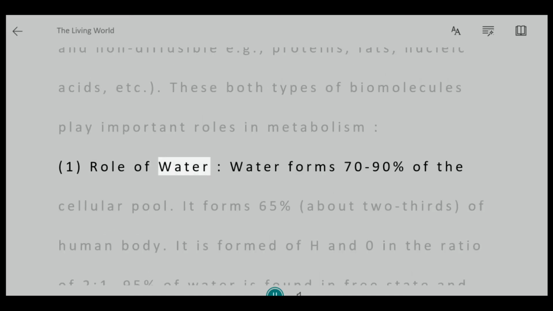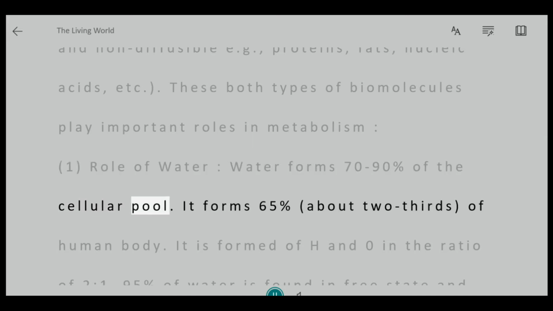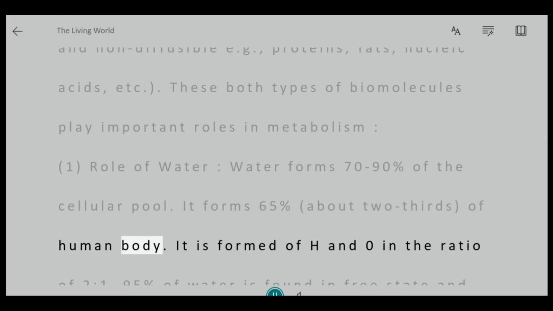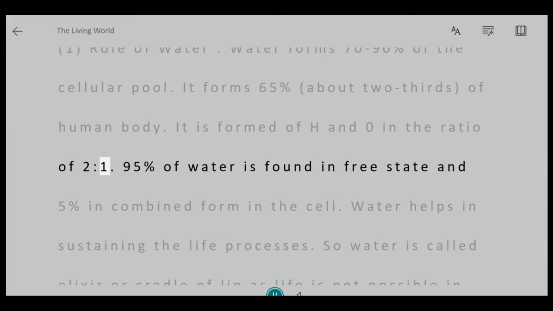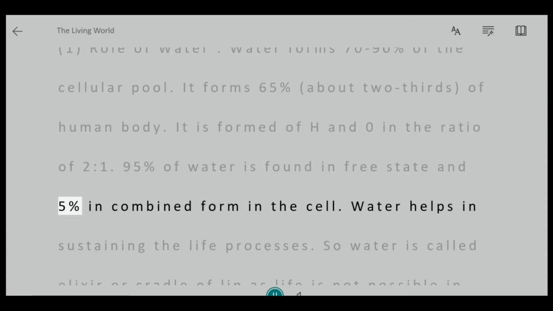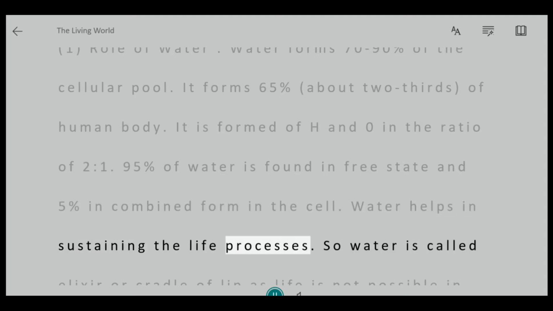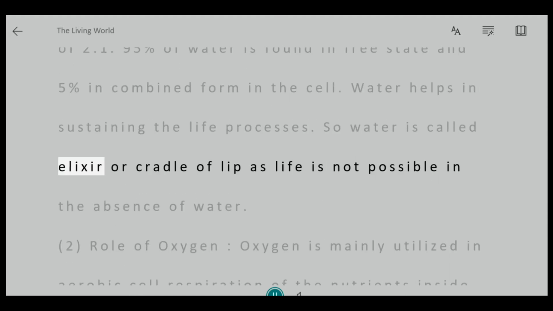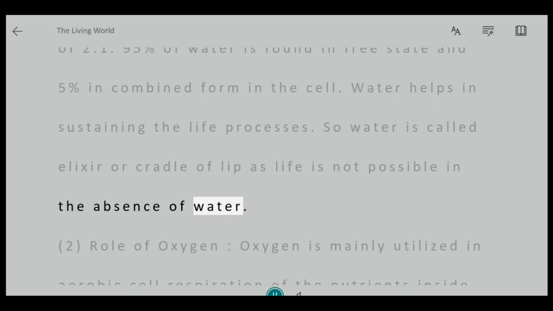1. Role of water. Water forms 70 to 90% of the cellular pool. It forms 65%, about 2/3, of the human body. It is formed of H and O in the ratio of 2 to 1. 95% of water is found in free state and 5% in combined form in the cell. Water helps in sustaining the life processes. So water is called elixir or cradle of life, as life is not possible in the absence of water.